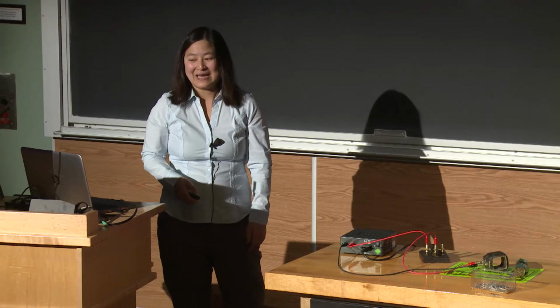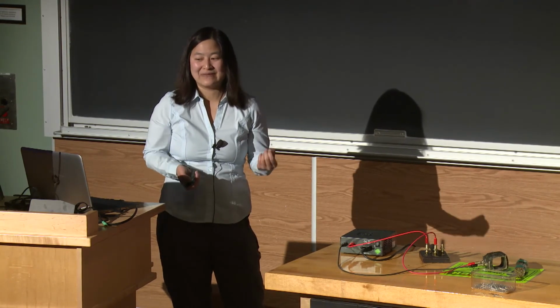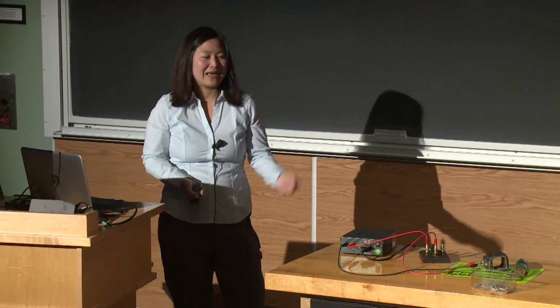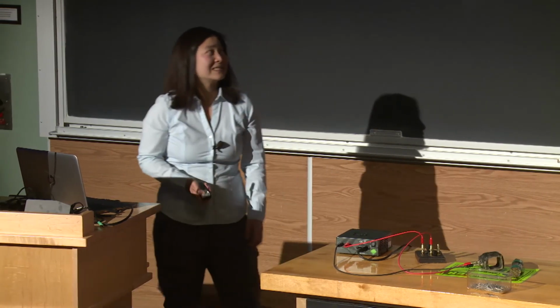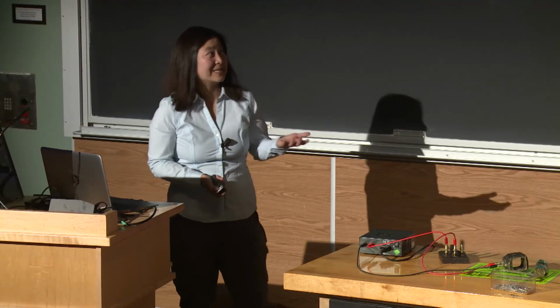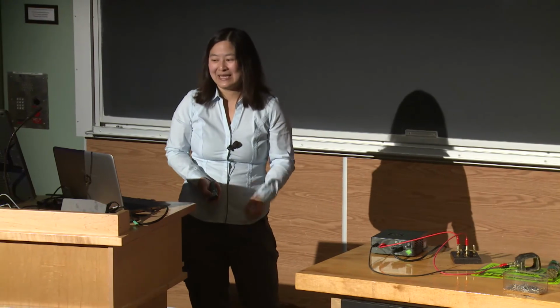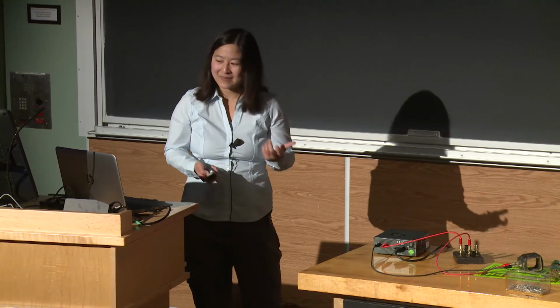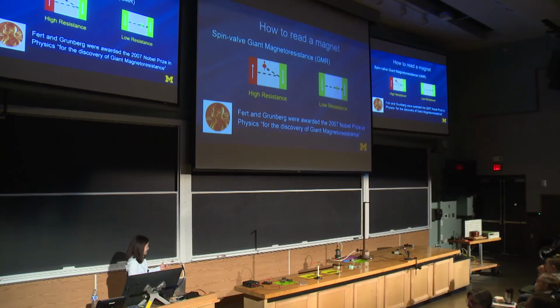And so now you can directly electrically measure the direction of a magnet instead of having to rely on being able to measure its mechanical force. And so this is a more sensitive way to measure magnetization. And this has also allowed for making hard disks more dense and being able to store more information.